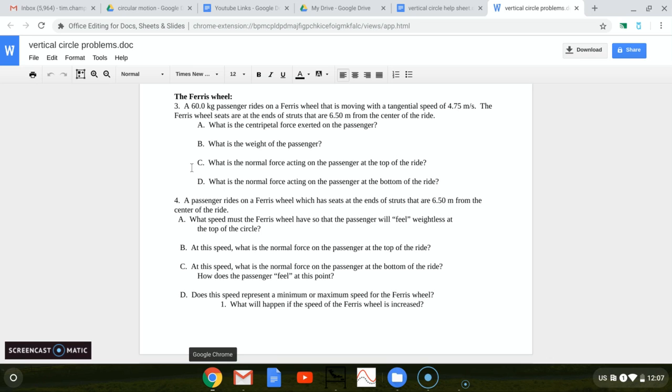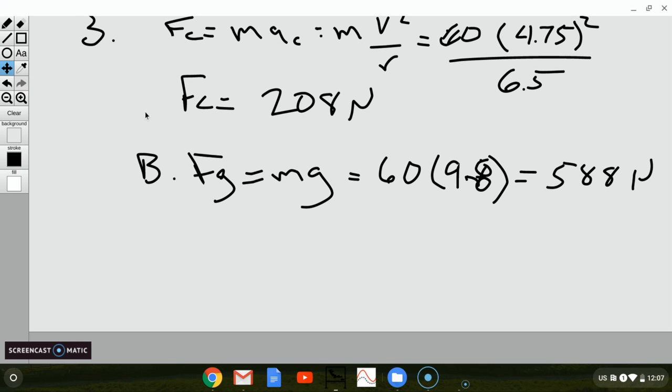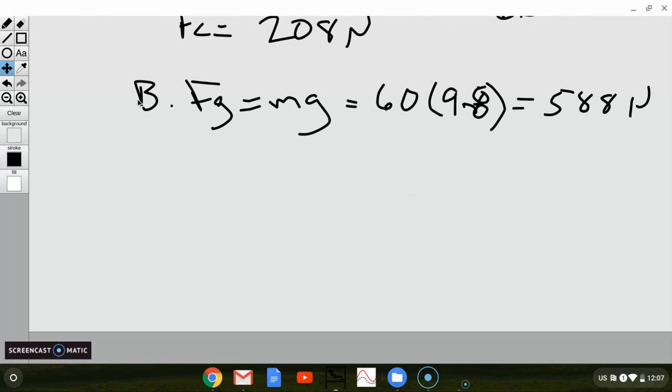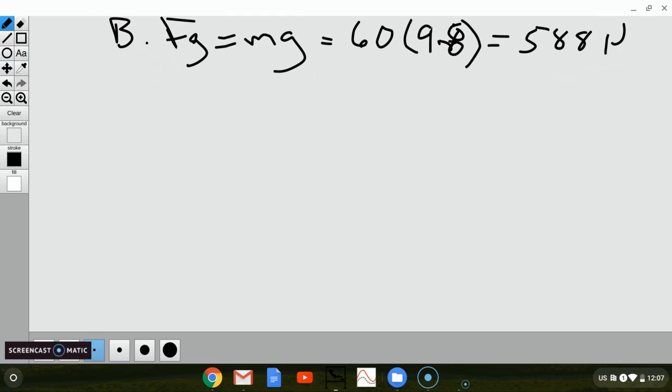So now we come back up and look at part C. What's the normal force at the top of the ride? And then, of course, part D is what's the normal force at the bottom of the ride. Again, very similar to the last problem, but slightly different because our free body diagram is different. A Ferris wheel, would that be a ball on a string or a Ferris wheel? Again, please don't think too hard on that one. This is a Ferris wheel. If you recall, they'll have a force of gravity down and a normal force up.